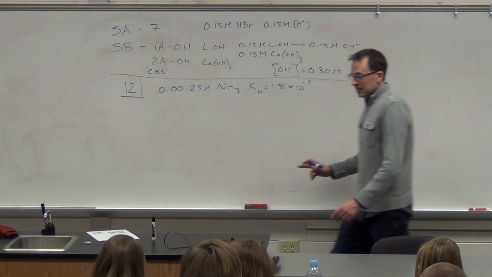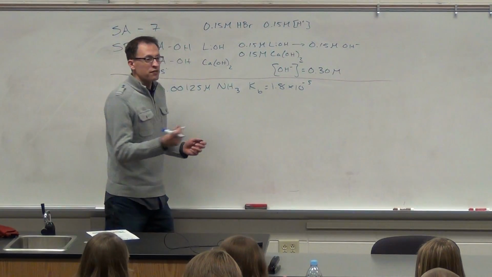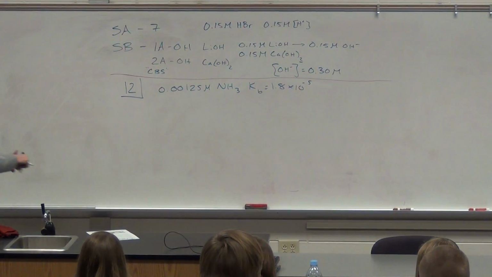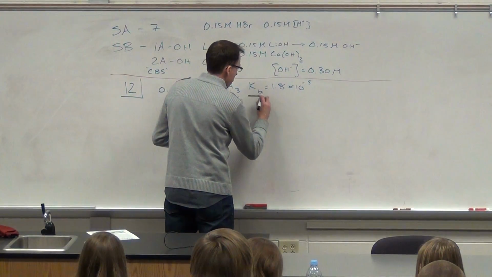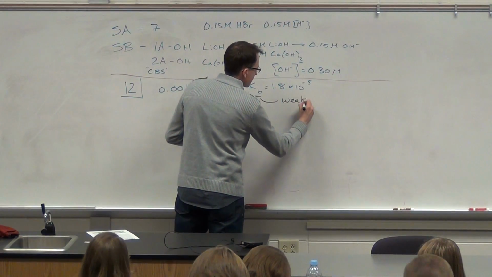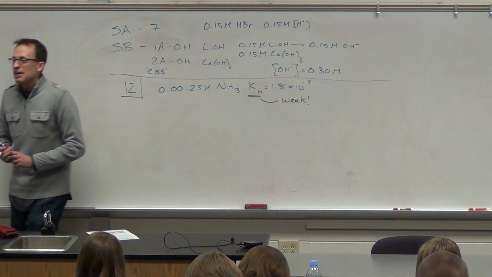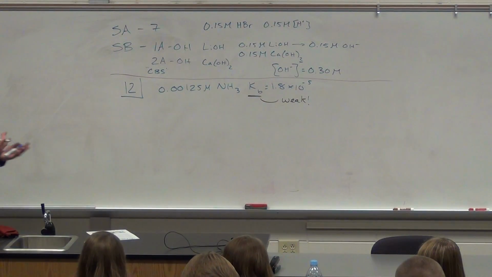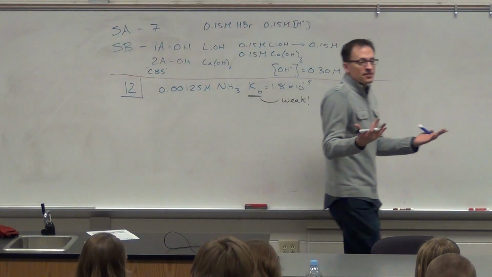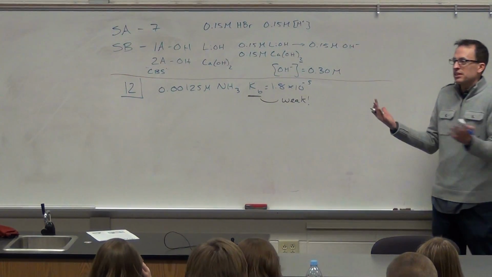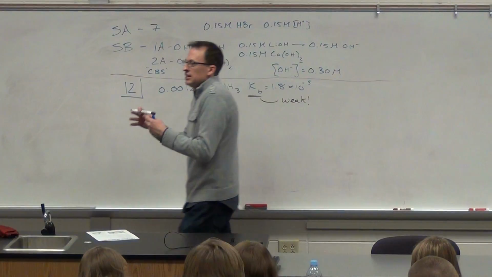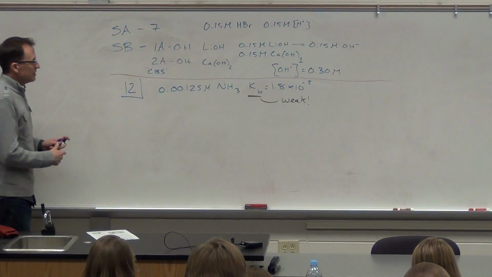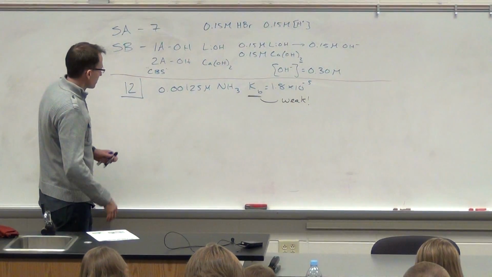Okay, big deal. I need you to understand this. If you're sitting here and you're constantly wondering, I don't know if this is strong or weak, if it has a K, it's weak. Period. If it has a K, it's weak. It's not a guess. Because a K tells me how far it goes across. A strong one doesn't even have a K because it's so big. It's completely 100%, or we assume it to be, so it's going all the way to the right.